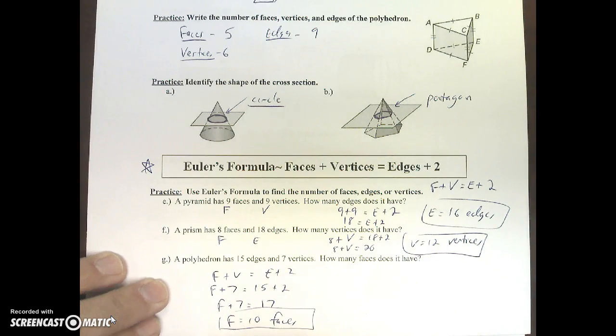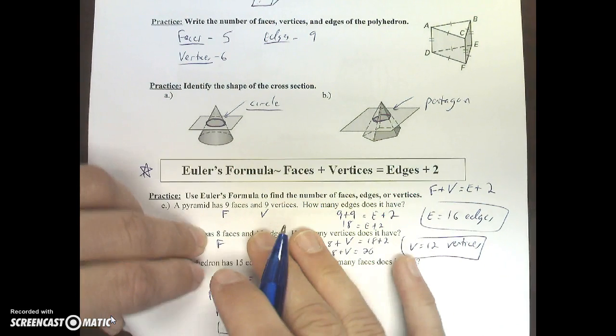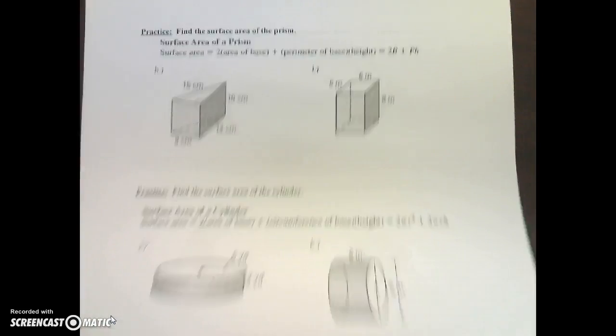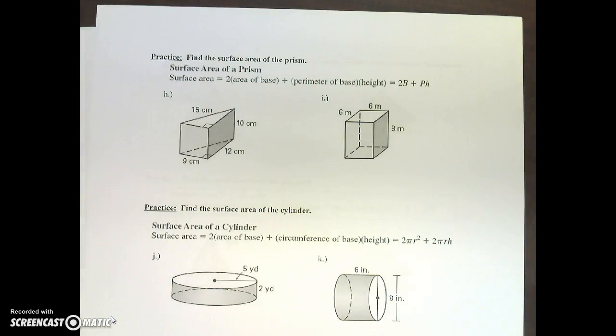Awesome. Moving right along. When we get to the back now, here's where we're getting to the heavy hitting stuff. Find the surface area of the prism. I am going to give you these formulas, so I don't want anybody to panic and be like, I have no idea how I'm going to memorize all this stuff. I'm going to give you all these formulas.